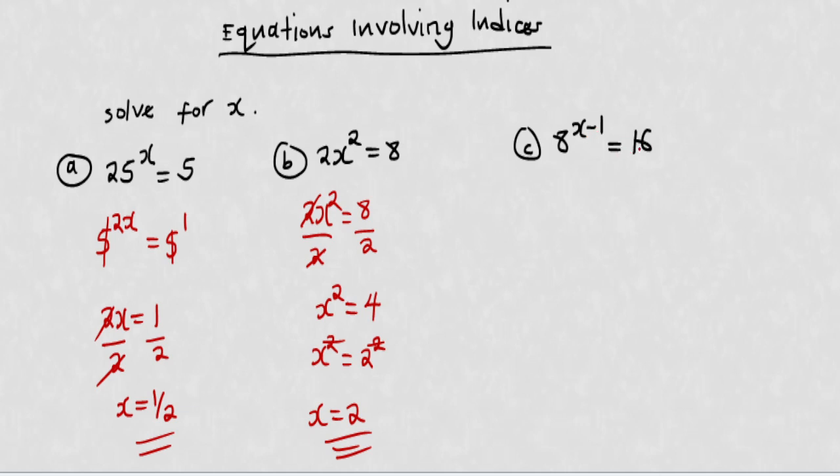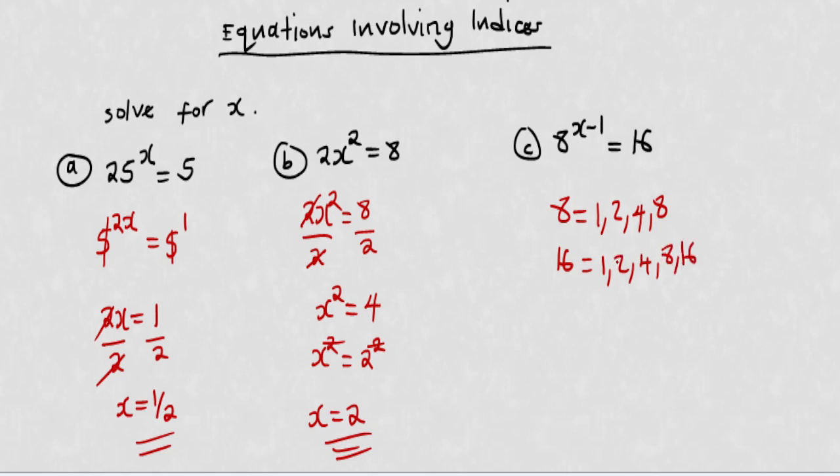We look at the last question, which is 8 to the power x minus 1 is equal to 16. What are we going to do? First things first, we look at the bases. So let us compare the two bases. We have 8 and we have 16. What are the factors of 8? We have 1, 2, 4, and 8 itself. The factors of 16, we have 1, 2, 4, 8, and 16 itself.